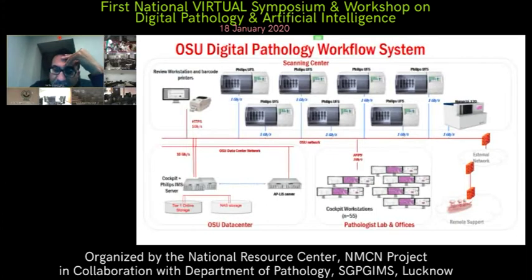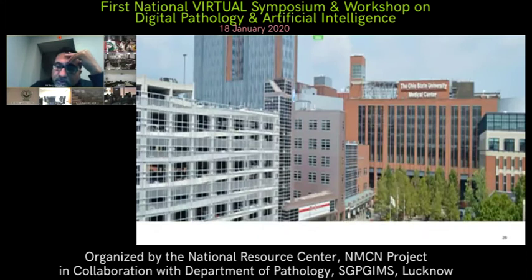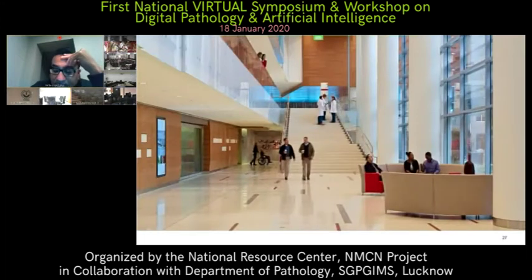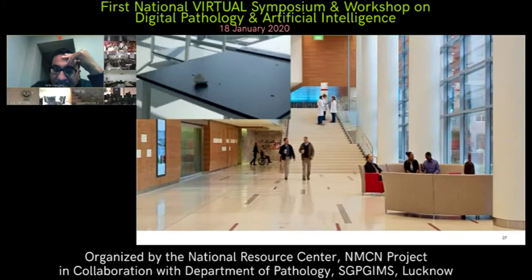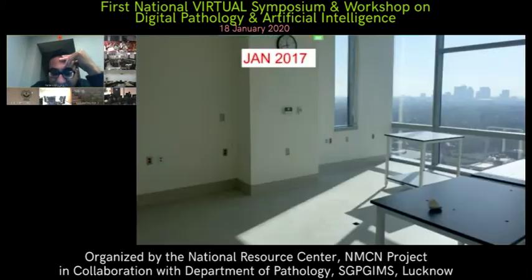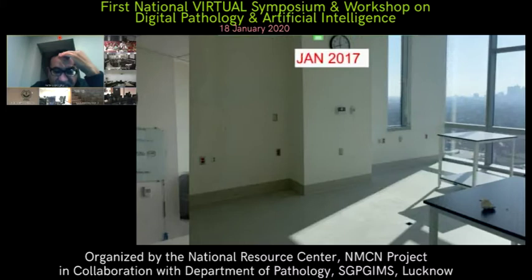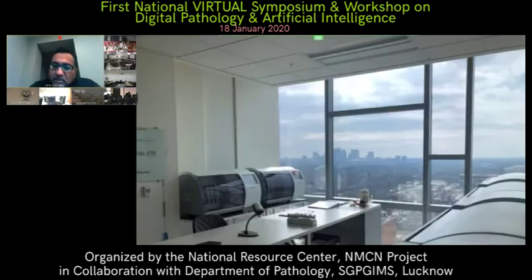So this is the building where the histology lab was before. And this is the cancer hospital where the scanning center is now. This is the space where we started in January of 2017. We moved in, we started installing the scanners, and then we went live in May of 2017.